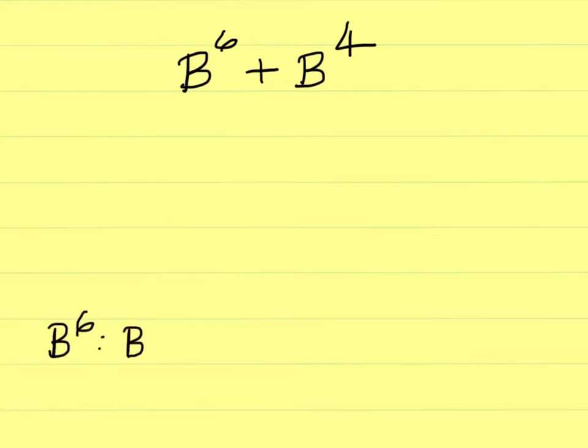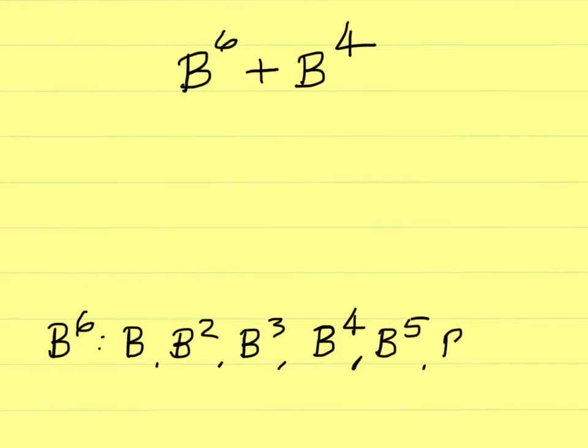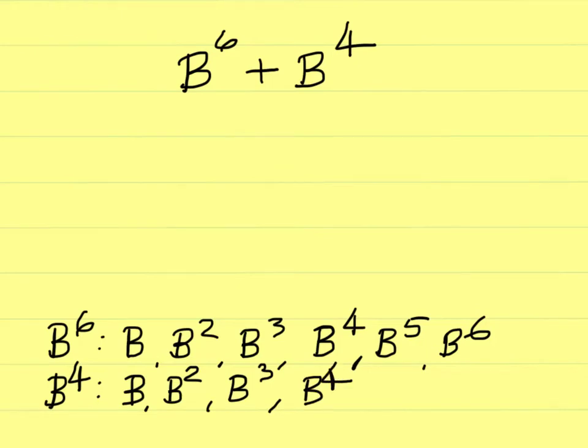In this problem, we have b to the sixth plus b to the fourth. For b to the sixth, the factors would be b squared, b to the third, b to the fourth, b to the fifth, and b to the sixth. For b to the fourth, you could divide out a b squared, b to the third, and b to the fourth. What's the highest they have in common? B to the fourth. And once you recognize the pattern, you don't have to write all that out each time.